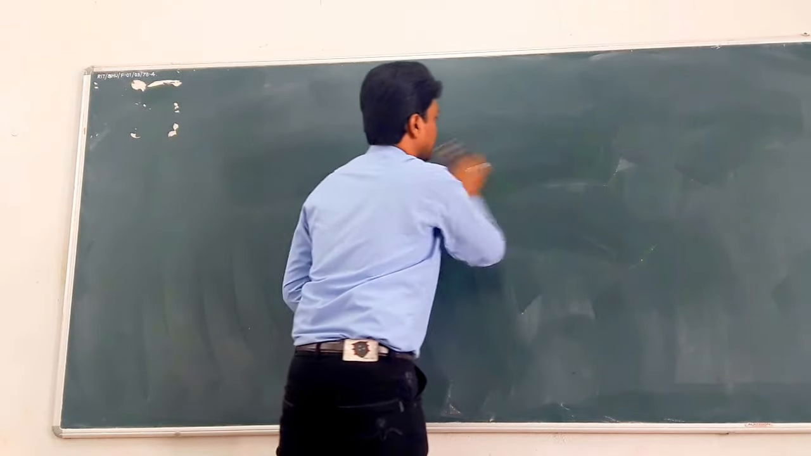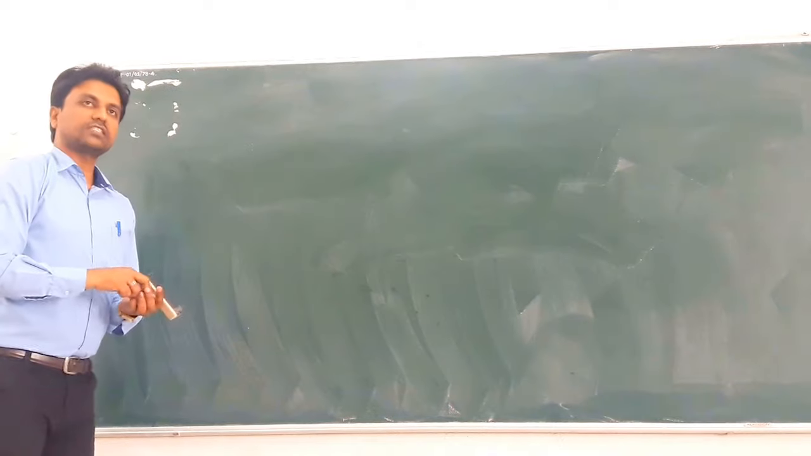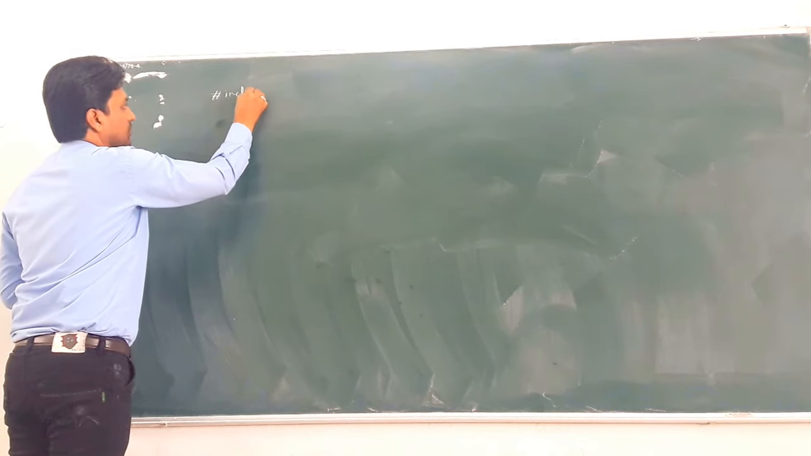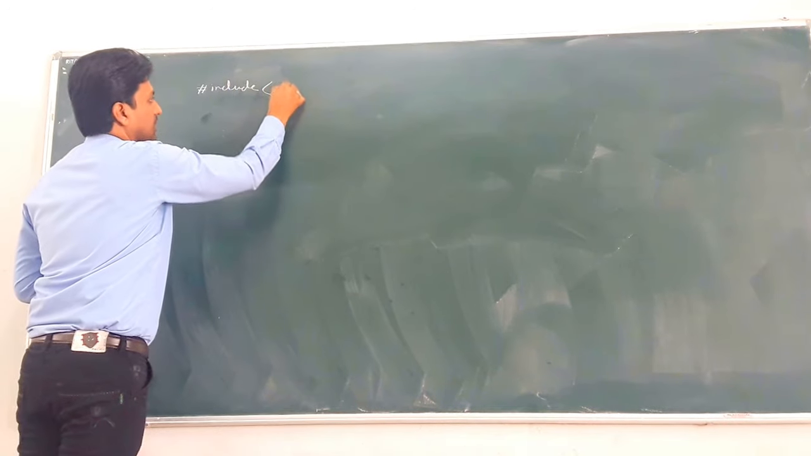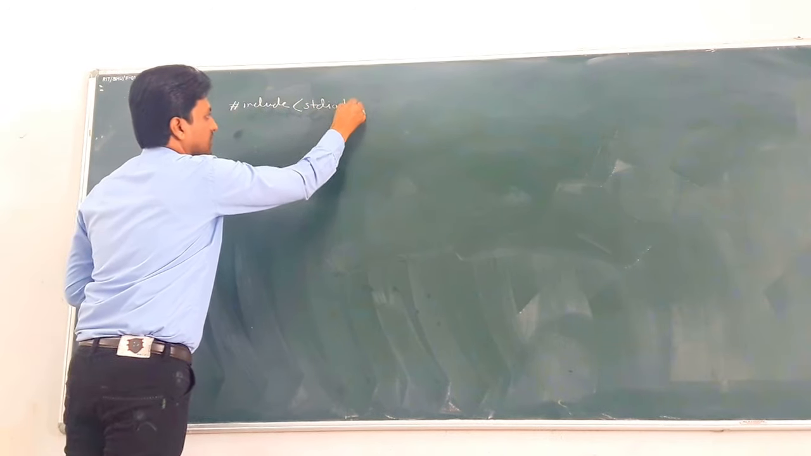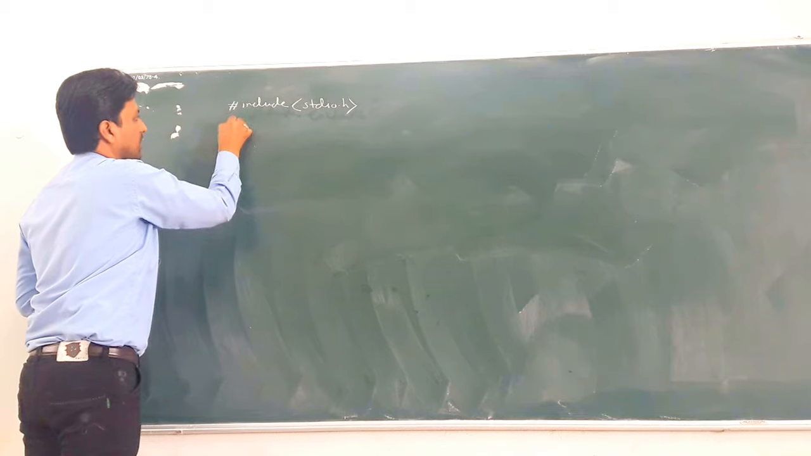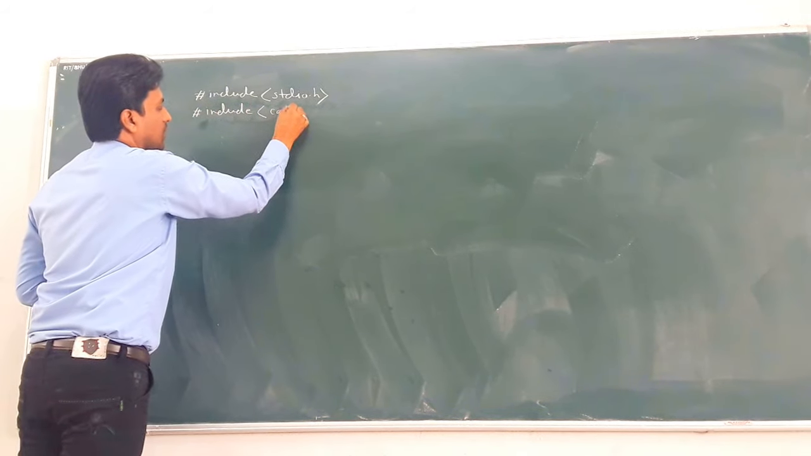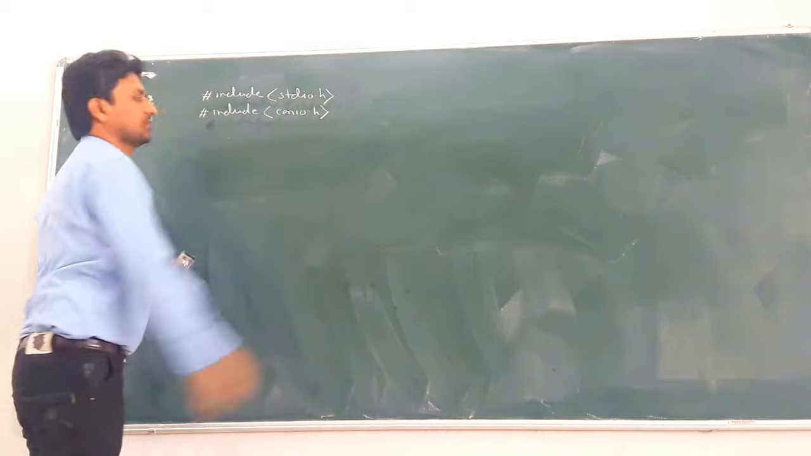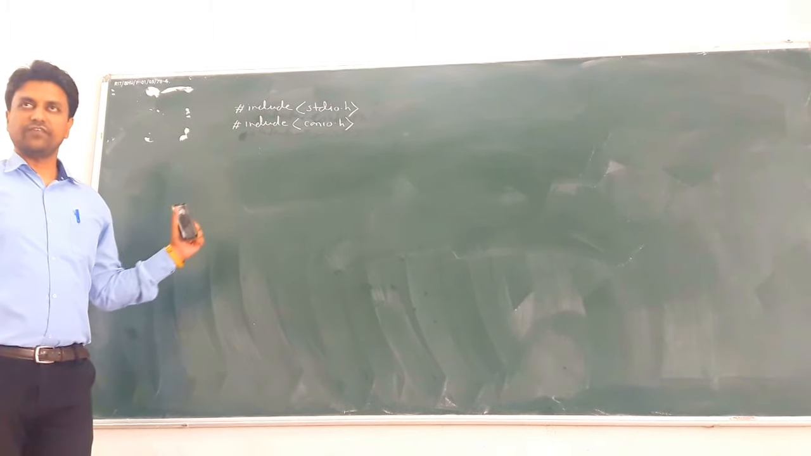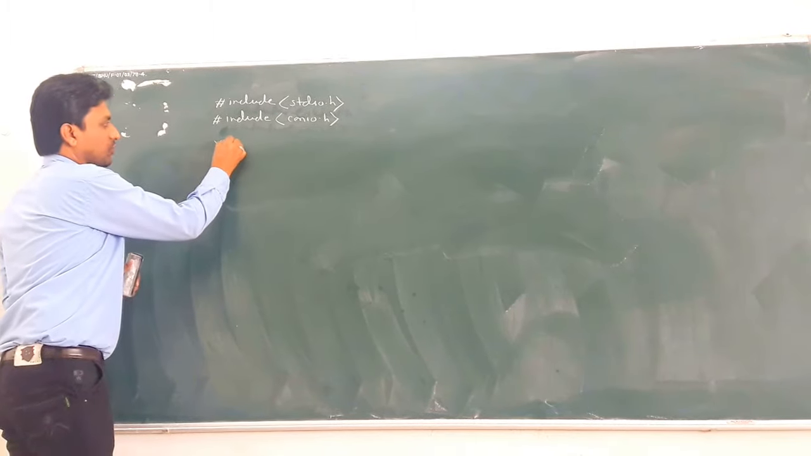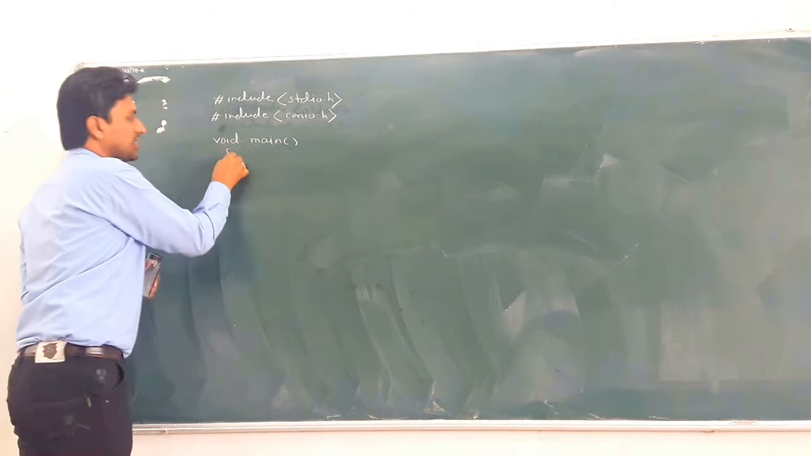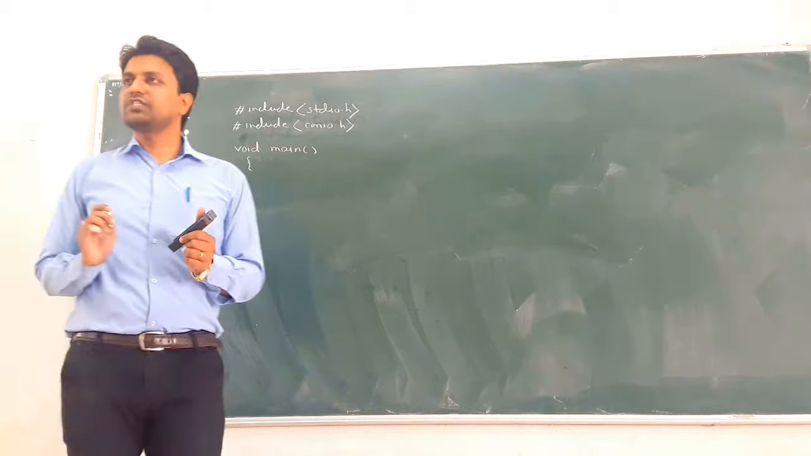And memory management, respective memory management. So we start writing our program with #include <stdio.h>, then #include <conio.h>. Include these two header files. After that, start our program by writing void main. Main is a user defined function.